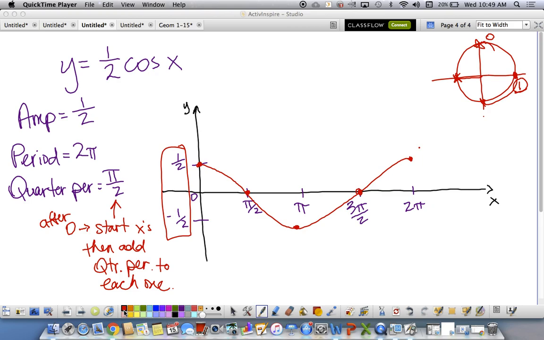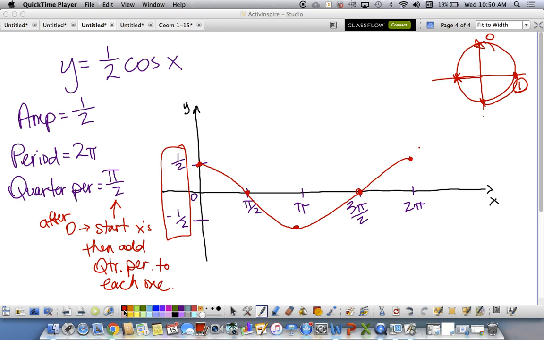It's all on the posters in the back. Those graphs will not change. The issue is knowing where they start. Sine always starts at 0. Cosine always starts at 1. And then that number is multiplied by what's here, by your amplitude, by what number's in front.